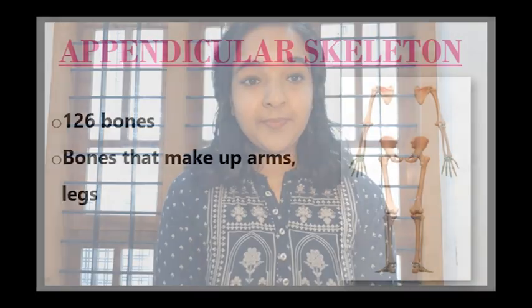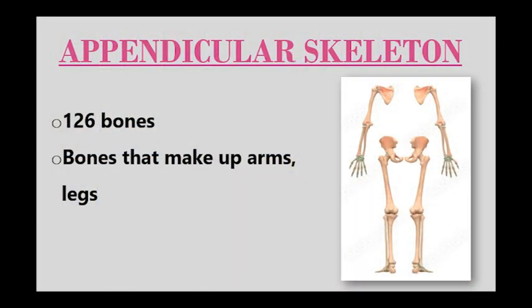Now we are moving to the second part of the skeletal system, that is the appendicular skeleton. The appendicular skeleton altogether contains 126 bones. We have seen that the axial skeleton contains 80 bones, and altogether axial and appendicular forms 80 plus 126, which is equal to 206 bones. So the appendicular skeleton contains 126 bones.